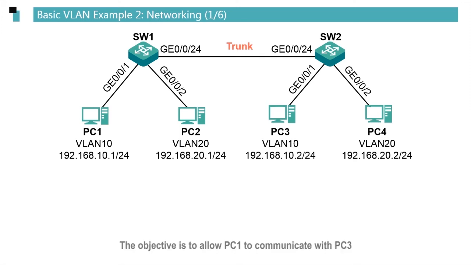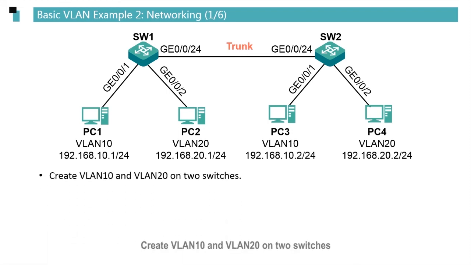The objective is to allow PC 1 to communicate with PC 3 and PC 2 to communicate with PC 4. Note that PC 1 cannot communicate with PC 2, and PC 3 cannot communicate with PC 4. This is because they belong to different VLANs, and communication between them would require a Layer 3 device.